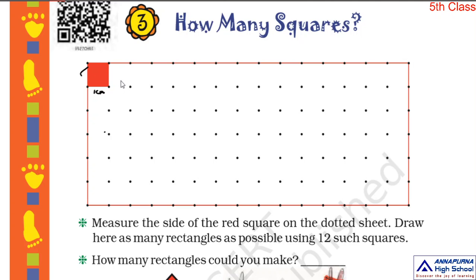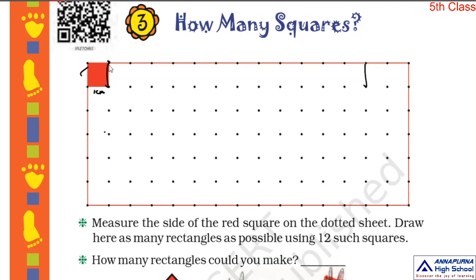You leave this square. 1, 2, 3, 4, 5, 6, 7, 8, 9, 10, 11, 12, 13, 14. We need only 12 squares. You need not count these two. Up to 12 is enough. From here to here, 12 squares are there, isn't it? You can count 1, 2, 3, 4, 5, 6, 7, 8, 9, 10, 11, 12.